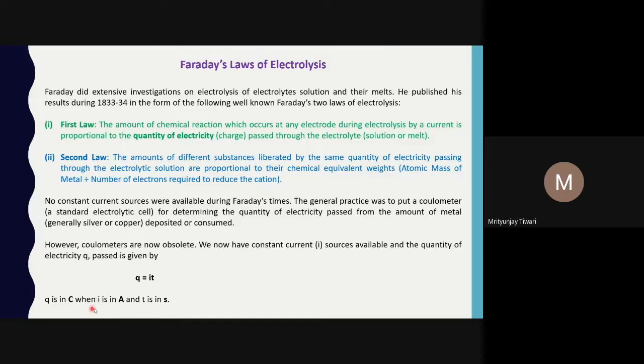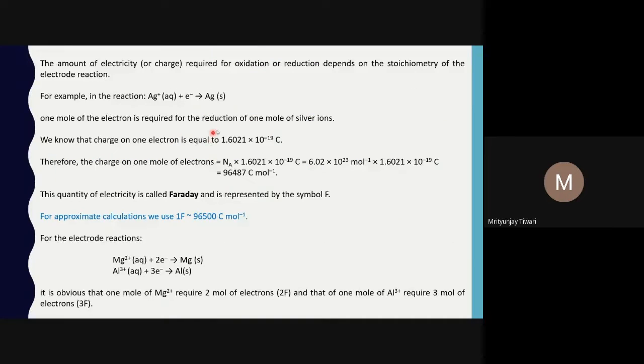Where Q is in coulomb, C being the symbol of coulomb, which is the SI unit of charge, I, the electric current, is in ampere, which is also the SI unit of electric current, and time T is in second, which is also the SI unit of time. So the amount of electricity or the charge required for oxidation or reduction depends on the stoichiometry of the electrode reaction.